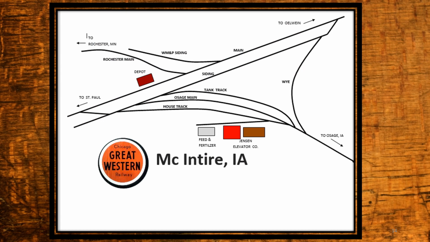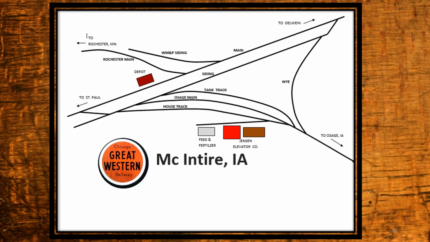McIntyre was a very, very small town, still is to this day, 200, 300 max of population, but it had a small yard. You can see it's kind of configured in a Y. You can see the line down to Osage, to Owatonna, to the left there, St. Paul, and then you see the branch behind the depot that ran up to Rochester. Small yard, but a lot of activity in this yard.